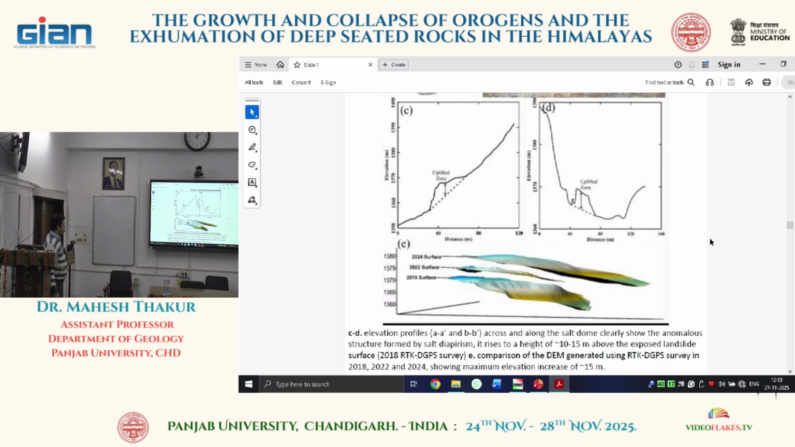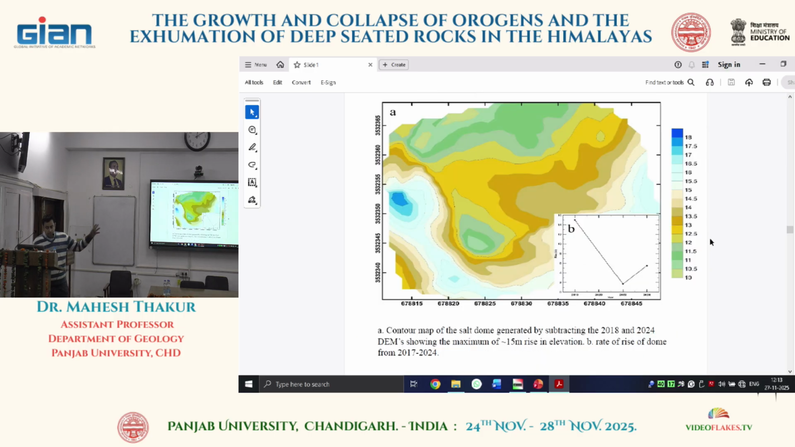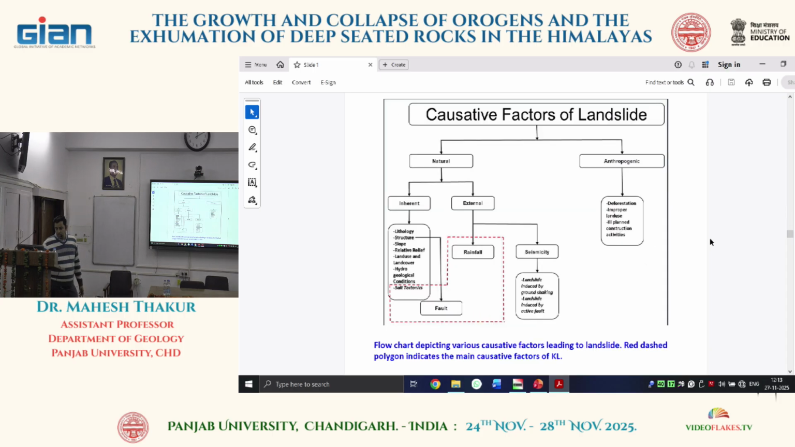So this is the RTK survey. You can see the uplifted zone within the landslide. Again, these are different surveys of the dome body which were done in 2018, 2022, 2024. So again, this is the rise of the dome we have. It is not like everywhere it is rising. Some places it is rising more, somewhere less. And then rain is coming, and again some erosion is going on. So everything is going on in this.